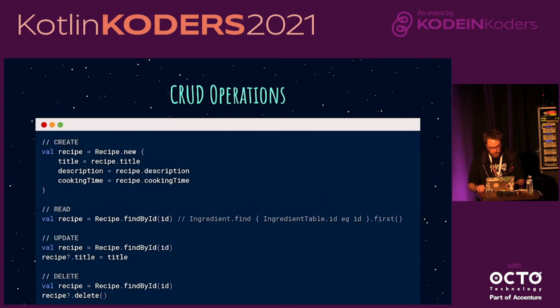So we were talking about supporting CRUD operations. This is how we can create a new recipe. We take this entity we created just before and call the .new lambda, and you can set the title, the description, and the cooking time, and it will return the created object. Same for read. You can find by ID or find with a custom predicate. And then you can update a recipe. So you find the recipe and update the title, for example. Same thing for delete, you call .delete on the subject.